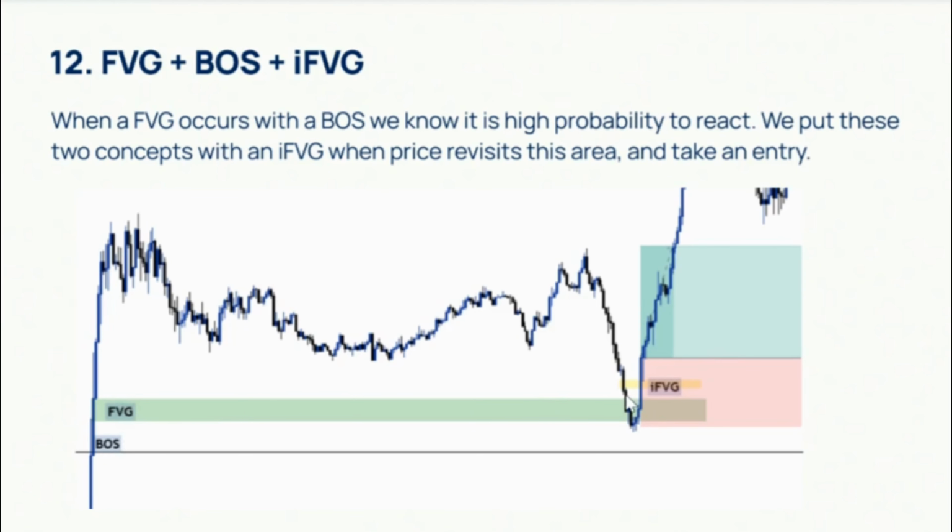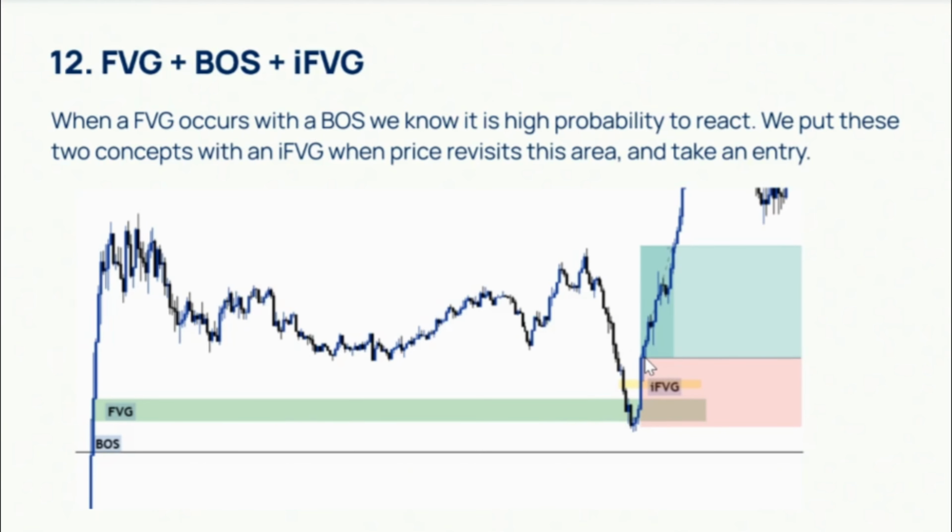And also, we can see down here, we've got an inverted fair value gap. So we know that along this level down here, the green line, which is the break of structure, there's a level of support here and price is quite likely to react. But not only do we have that, we've also got an inverted fair value gap. So on this bearish move here, we've got a fair value gap that's being disrespected.